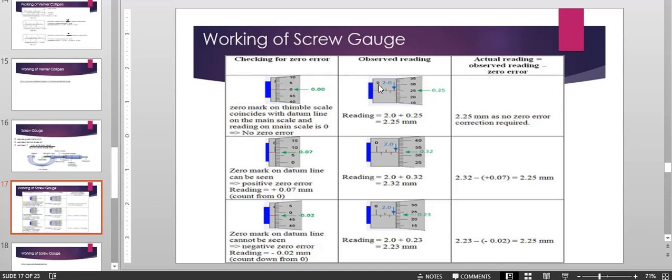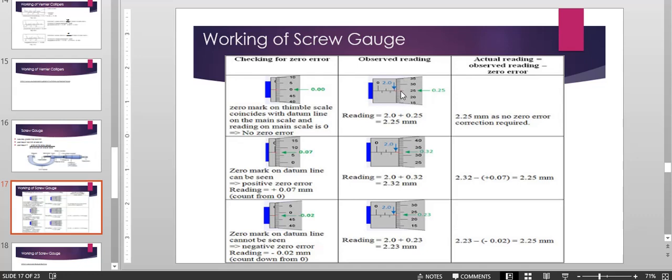This is the 0 of the main scale. This line represents a 0.5 difference. That is, the difference between these two lines is equal to 0.5. So this is 0, 0.5, 1, 1.5 and 2. So your circular scale has passed 2 millimeter of the area on the main scale.